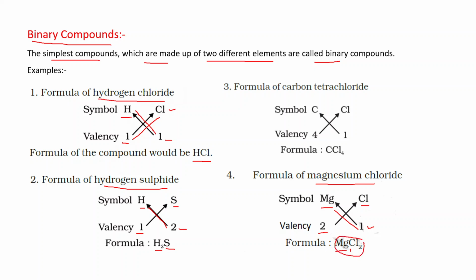One more thing we have to remember: when you write the symbol or formula of a cation and anion, don't mention their charges. Magnesium ion, that is the magnesium cation, has 2 positive charges, Mg2+, and chloride ion has 1 negative charge, Cl-. But when we write the formula, don't write their charges here.